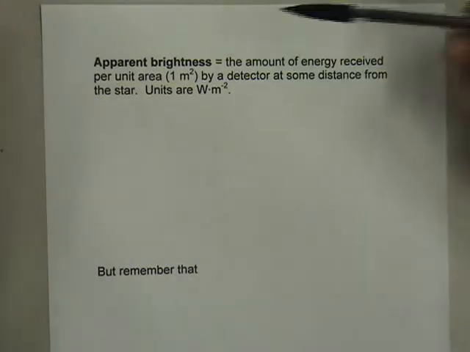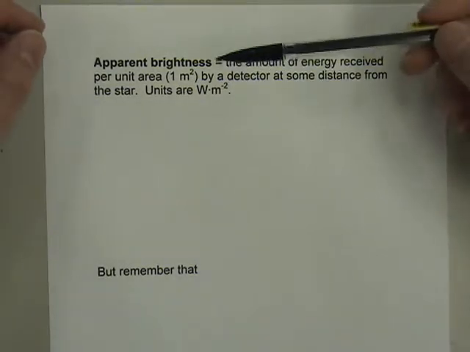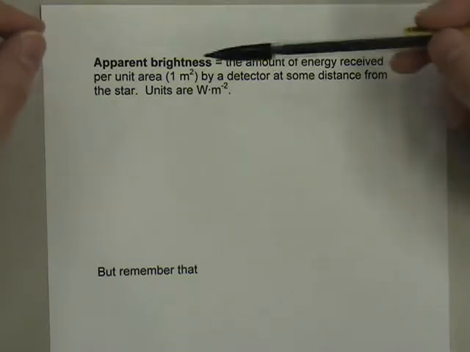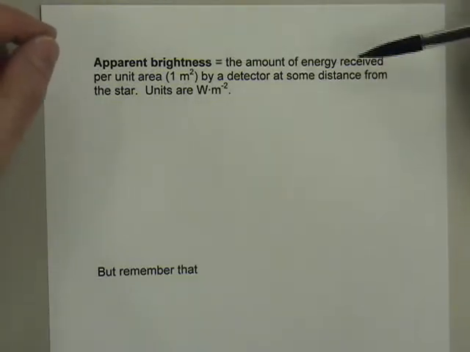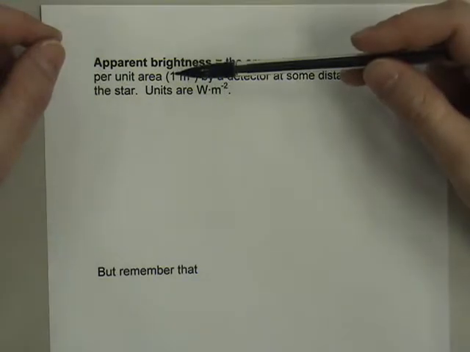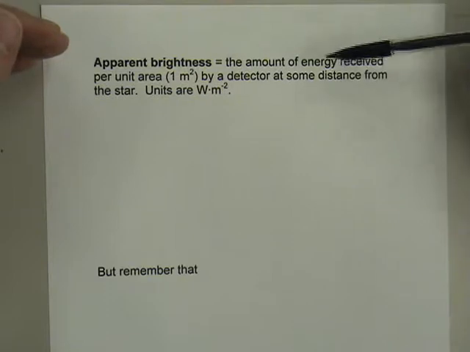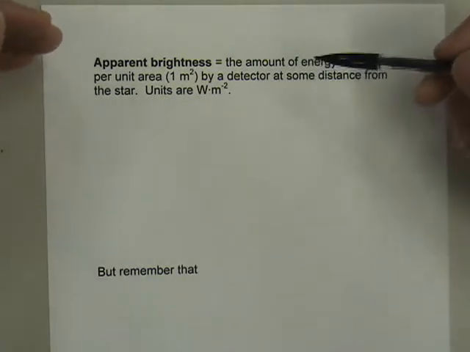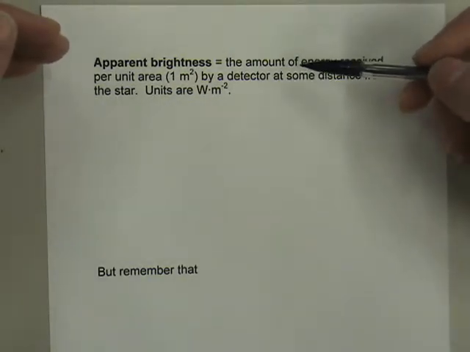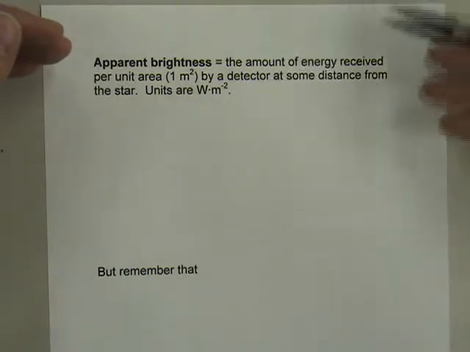Now, let's talk about a related concept. This is called the apparent brightness of a star. The apparent brightness of the star is the amount of energy received per unit area, that is to say 1 square meter, by some detector at a distance. Now, one thing that you should have a very simple understanding of is the fact that as you move farther from the star, it will appear to be brighter.